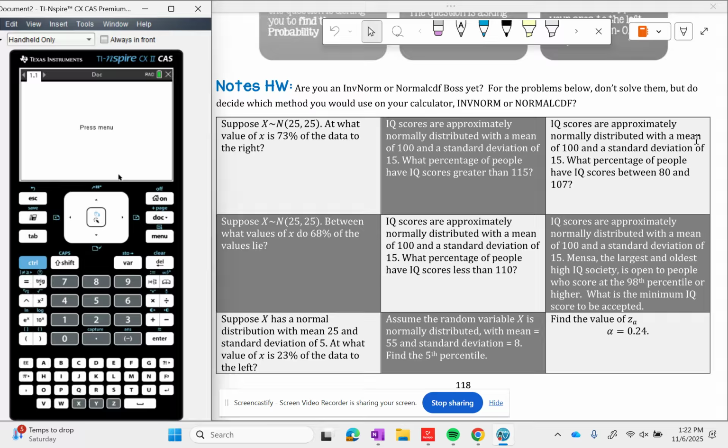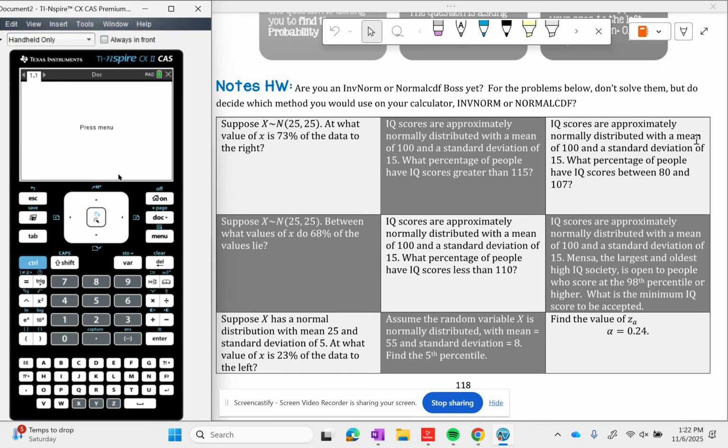Suppose X follows a normal distribution where the mean is 25 and the standard deviation is 5. Ooh. Between what values of X do 68% of the values lie? Ooh, that sounds like a known proportion percentage to me. What are we going to use? Inverse norm. Good job. We're looking for a boundary. We have a known percentage.